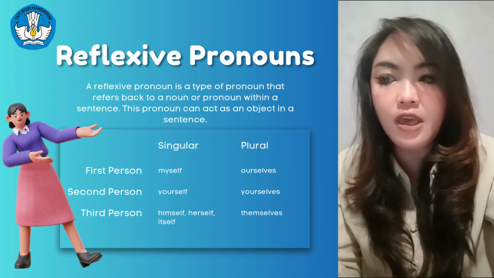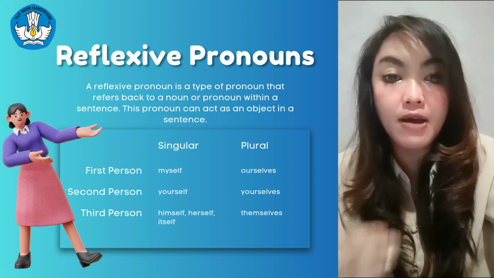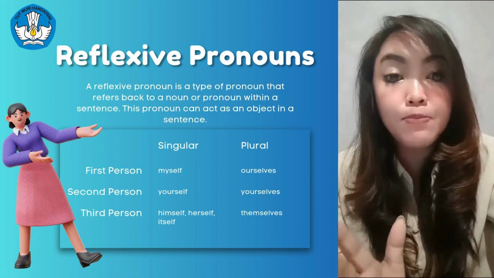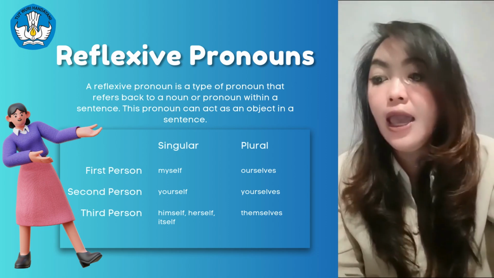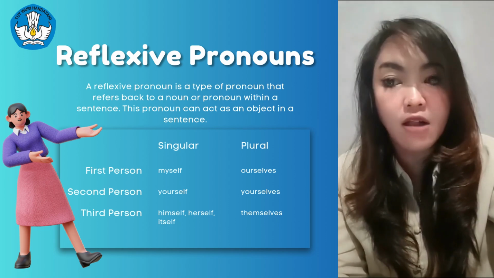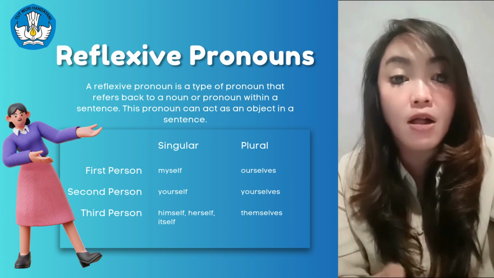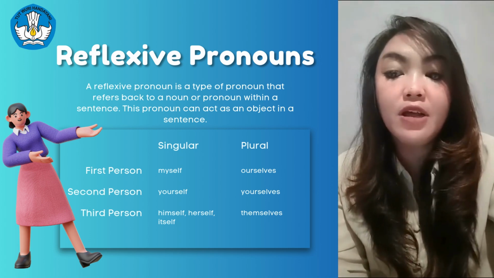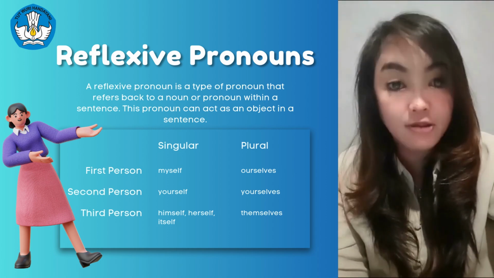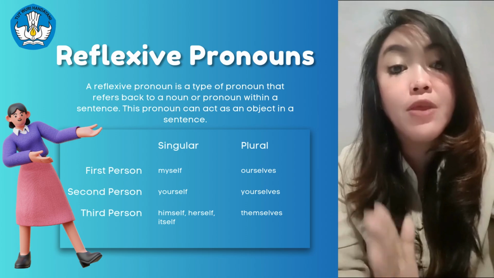For example, here, in the first person we have myself in singular, while in plural we have ourselves. In the second person we have yourself, while in the plural we have yourselves. In the third person, we have himself, herself, and itself, while in plural, we have themselves.